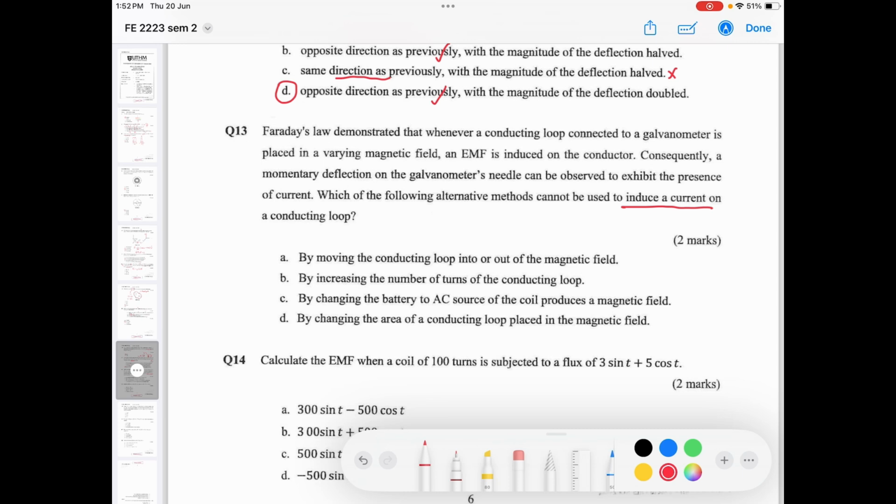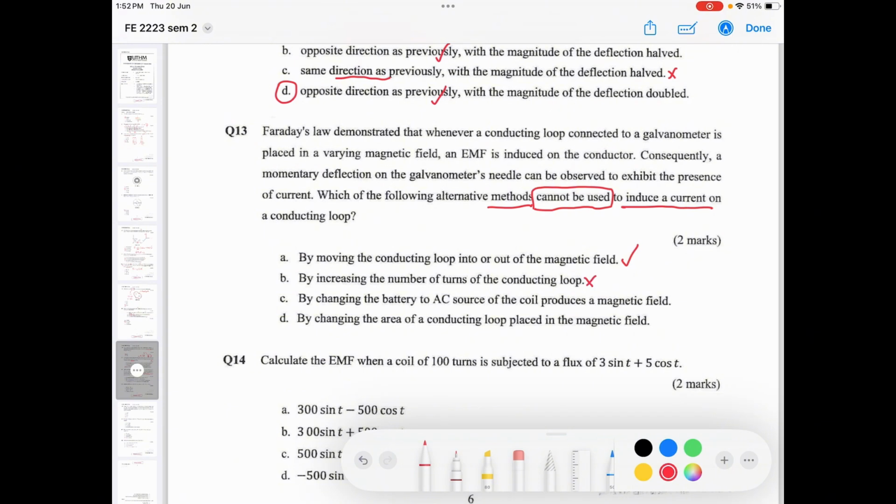Okay, which method can be used to generate current in a conducting loop? By moving the conducting loop into or out of the magnetic field. Okay, this is correct. Increasing the number of turns of the conducting loop. Which of the following alternatives cannot be used? By increasing the number of turns of the conducting loop. Okay, this is another method to produce the currents. So this one is not true.